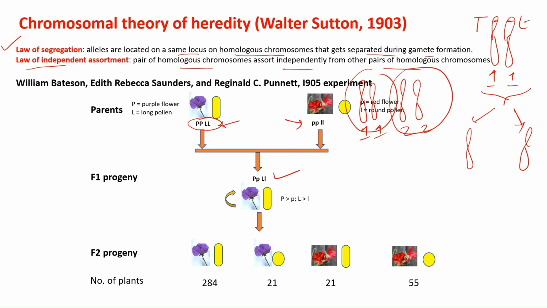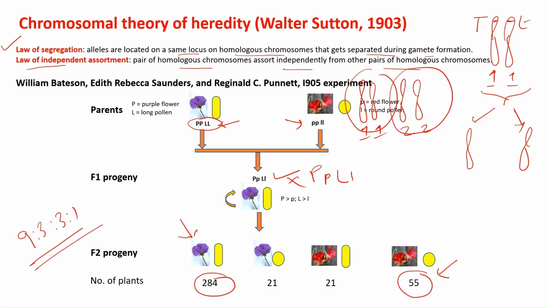For the F2 generation, when progenies of the F1 generation are crossed, what should we get? 9 is to 3 is to 3 is to 1, according to independent assortment. But when they crossed and counted the number of progenies showing each phenotype, they found that 284 plants were there for the dominant phenotype, 55 plants showing the recessive phenotype, and 21 plants each showing the hybrid phenotype. But what is our ratio? 9 is to 3 is to 3 is to 1.